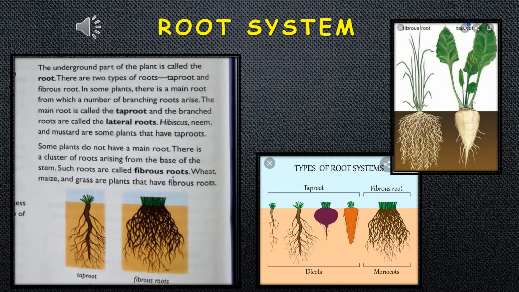So now a little bit of discussion about the root system. We all know that the underground part of the plant is called the root. There are two types of root system. First, the taproot system, which has a main root that grows down vertically, from which many smaller lateral roots arise. For example, carrot, hibiscus, neem.